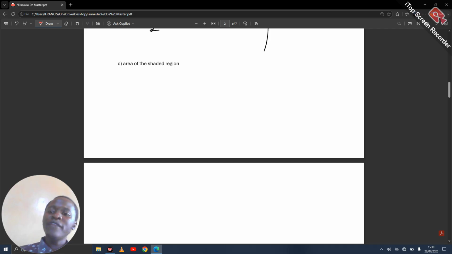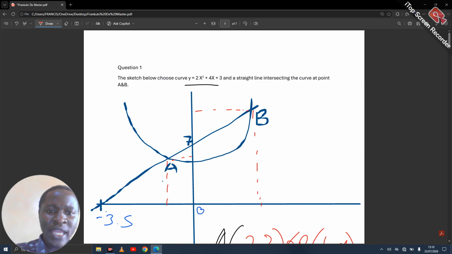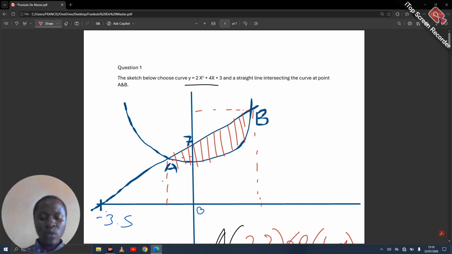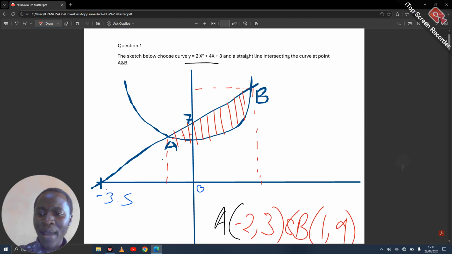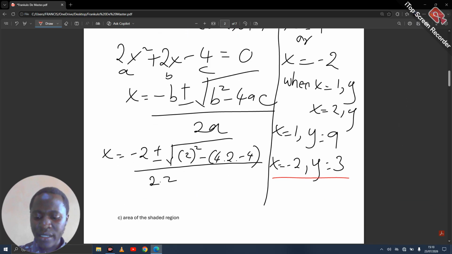Calculate the area of the shaded region. The region that was shaded here was this part. I never indicated that one. So this was the part shaded. So calculate the area of that shaded part.